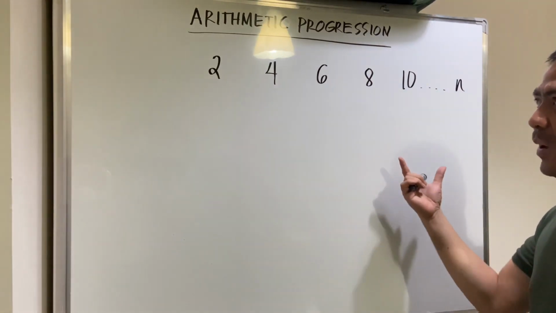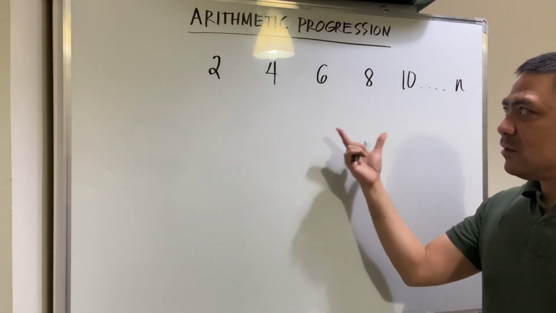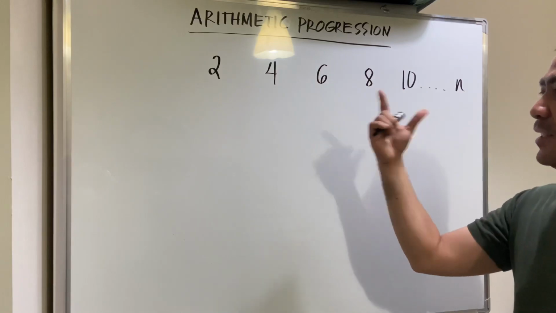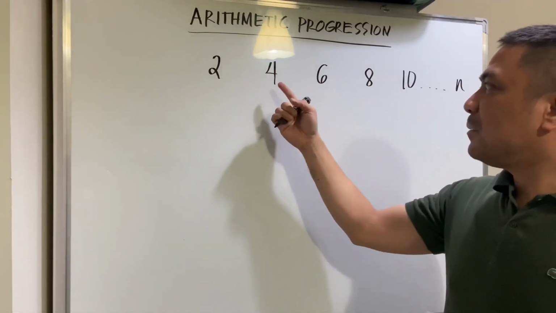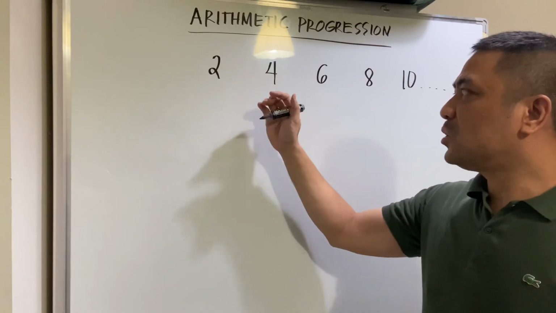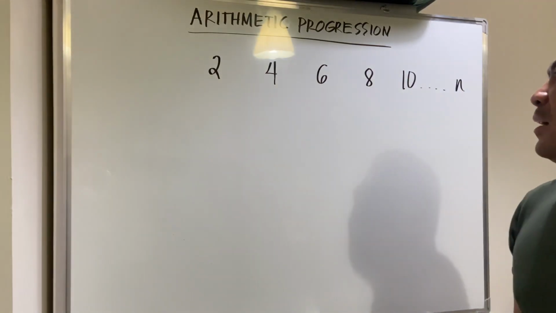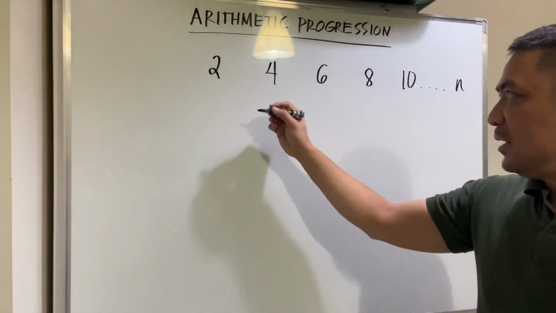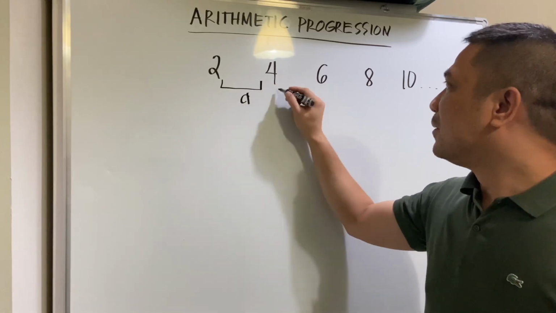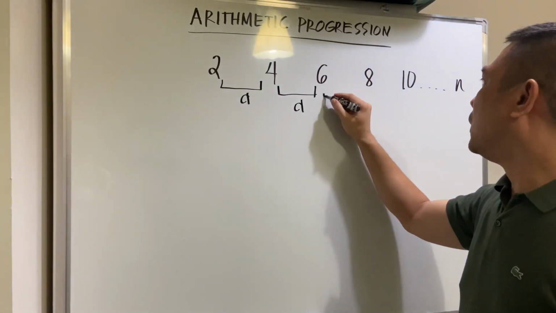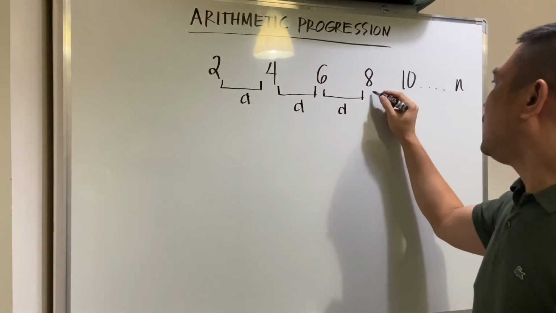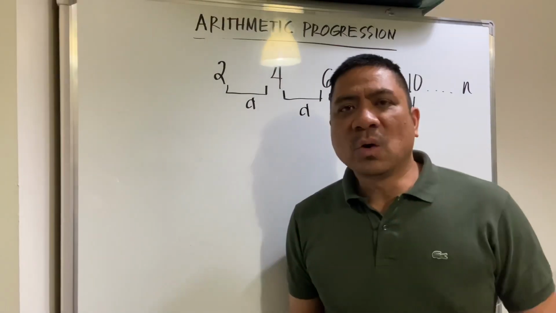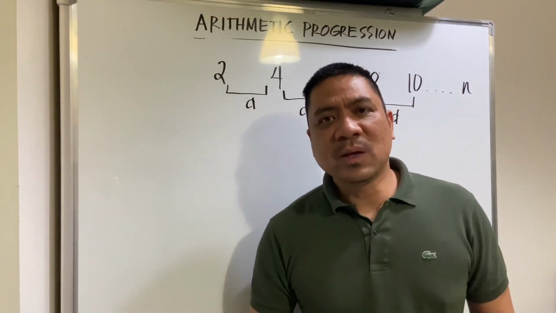As per definition a while ago, a series of numbers is said to be in an arithmetic progression if the succeeding terms have a common difference. For example, the difference between 4 and 2 is 2. The difference between 6 and 4 is 2, and 8 and 6 is 2. So there is a common difference of 2, right? In this case, this series of numbers is in arithmetic progression. Each number in an arithmetic progression we call a term.